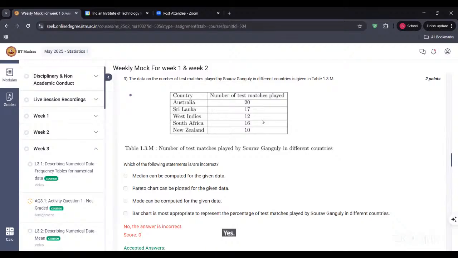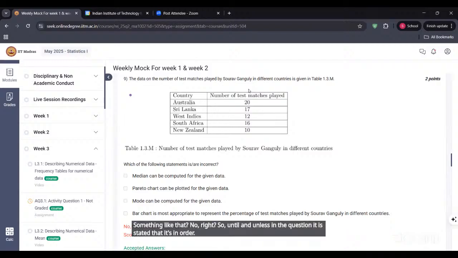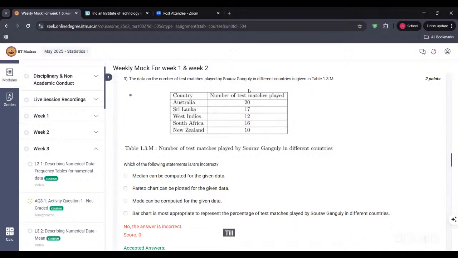Yes, ma'am, because the matches can be arranged in ascending order, right? Is it said that the matches are in order? Is there any statement that the matches are in order? No, right? So until and unless the question states that it is in order, till then it's not an ordinal variable. Fine? Okay, ma'am. Thank you, ma'am.